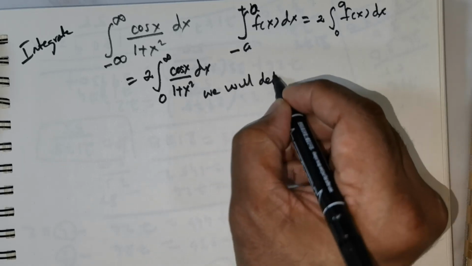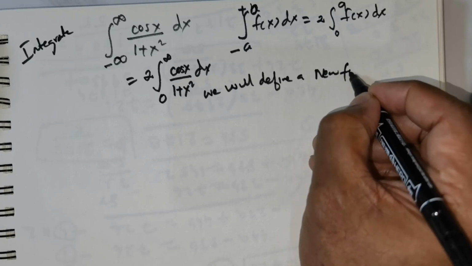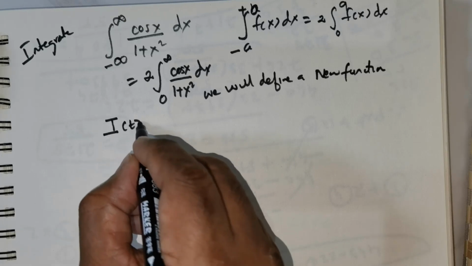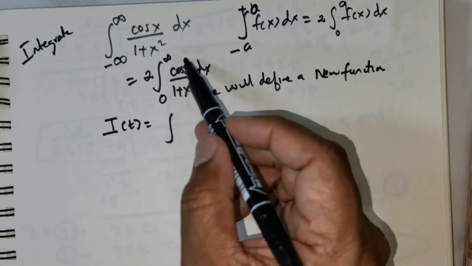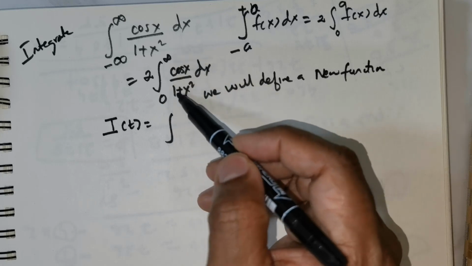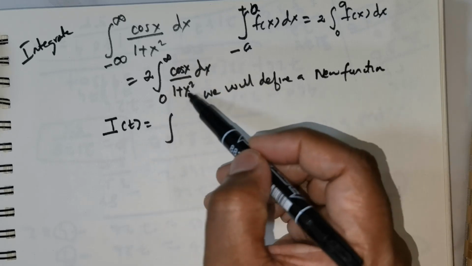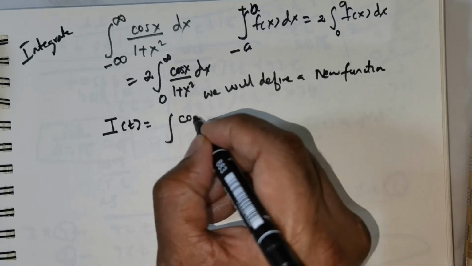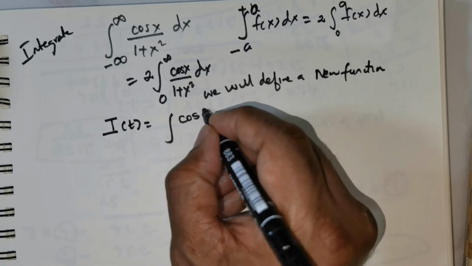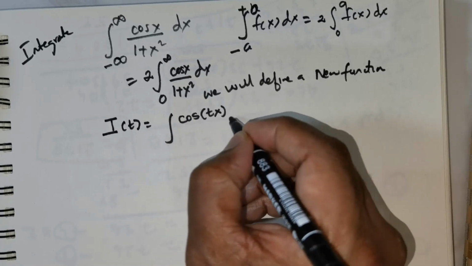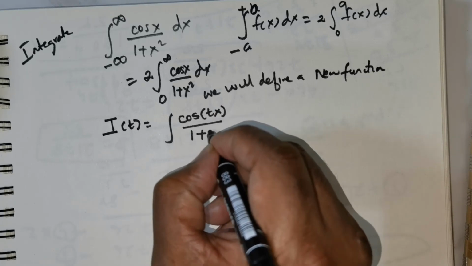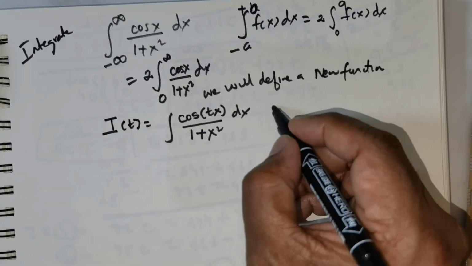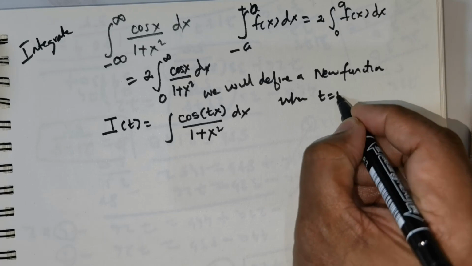We will define a new function. Now I'm going to define the function to be, say, I of t is equal to. When you're defining the new function, you must have in mind that the new function is able to produce the given integral for some value of t. So having got that in the corner of our mind, I'm going to rewrite the new function as the integral of cos of t x divided by 1 plus x squared times dx. Now this will generate the integral when the value of t is equal to 1.